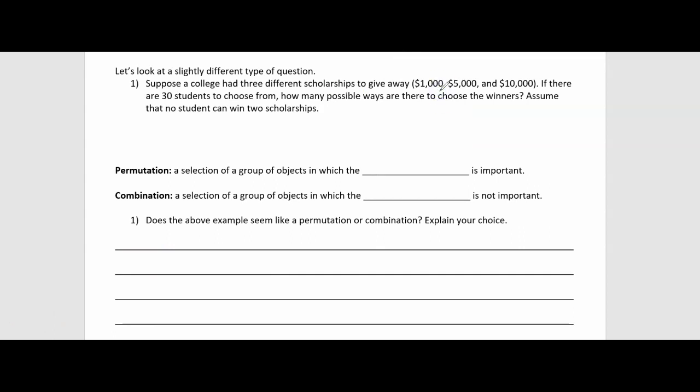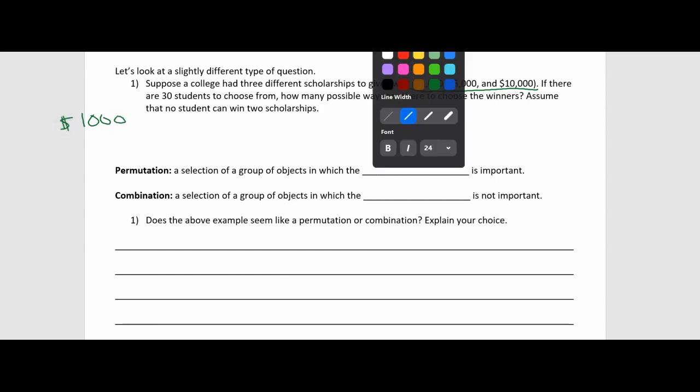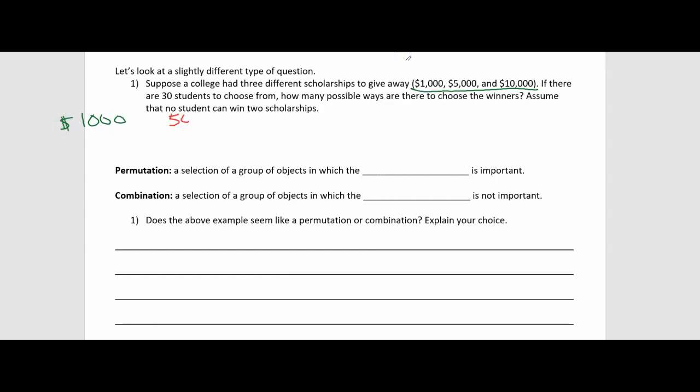So it turns out you can apply the fundamental counting principle here. Each of these scholarship amounts would be considered their own event. Right, so we have $1,000. We have $5,000. And we have $10,000.